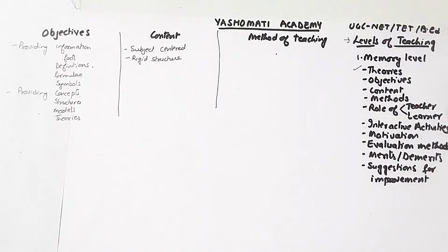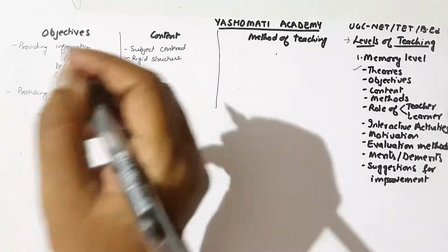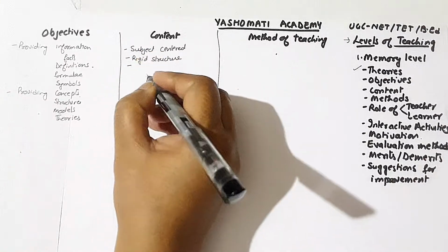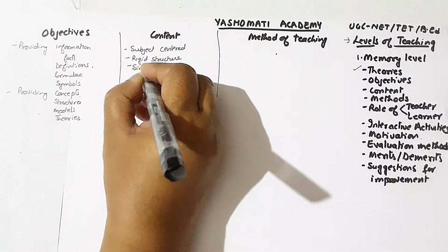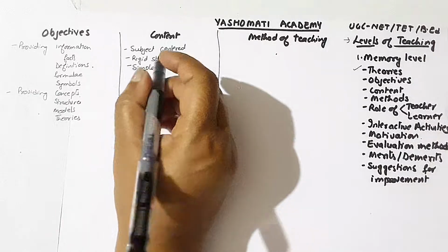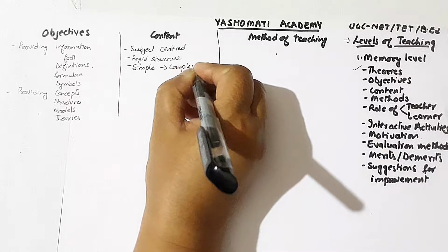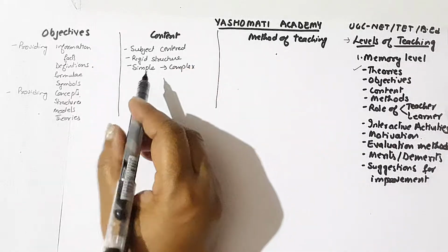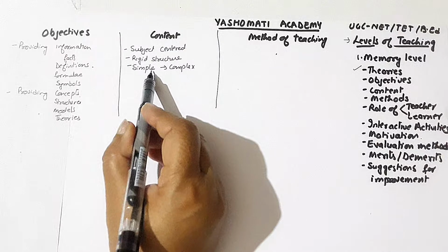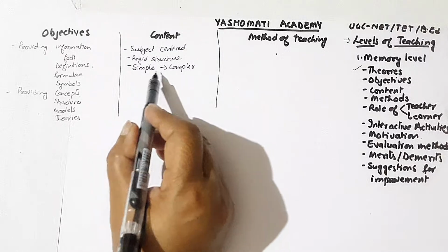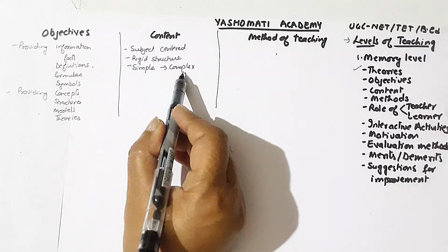And we all know that simple things are to be memorized easily. As the complexity of the content increases, memorization becomes difficult. So the content which is selected at this level should be simple, or it should proceed from simple to complex nature. First we should try to make the learner learn simple content, and slowly and steadily we should move towards complex content.